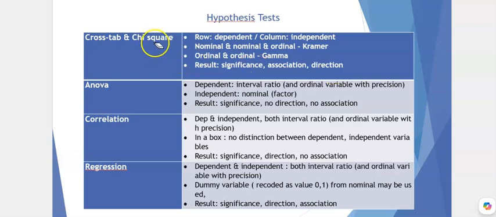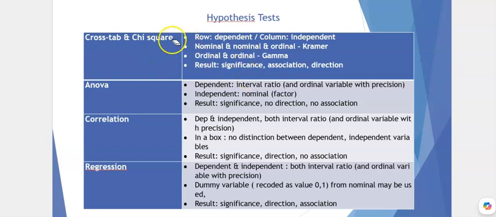So for the chi-square test, normally you need a nominal variable or an ordinal variable. Nominal and ordinal are categorical, they are not continuous variables. So when you put the dependent and independent variables, they can be nominal or ordinal, and then you will calculate the significance by this test.